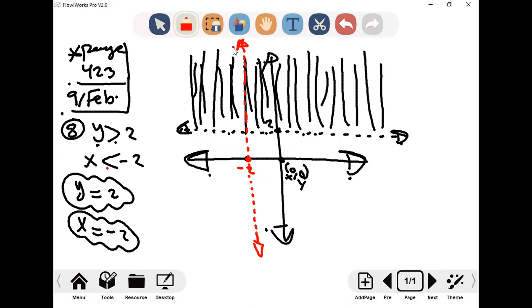Now, let's check the 0, 0 also. So x here is what? 0. Is 0 less than negative 2? Come on, no. So the region with 0, 0, all this region is not the solution, right? It will be the opposite one. Do you understand this?